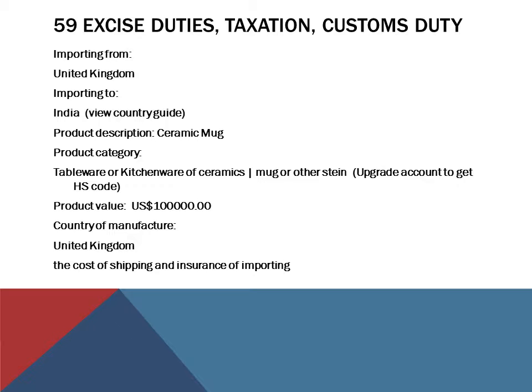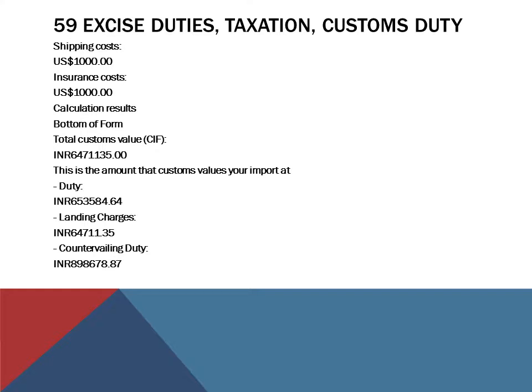The cost of shipping and insurance of importing. Then we require the shipping cost, say $1,000. Insurance cost, say $1,000. Calculation results: total customs value CIF. This becomes Indian rupees 6471135. This is the CIF value. This is the amount that customs values your import at.